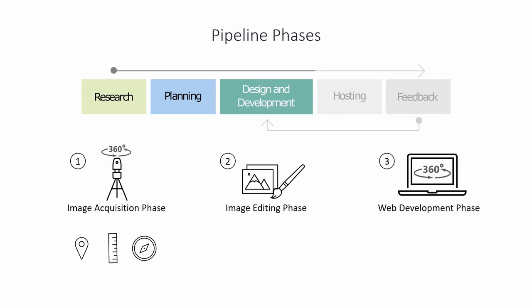view. The image editing phase consists of editing the 360 images, removing the black frame at the top of the 360 images, enhancing the image color, and organizing the images in folders and renaming them sequentially, which will optimize the web development phase.